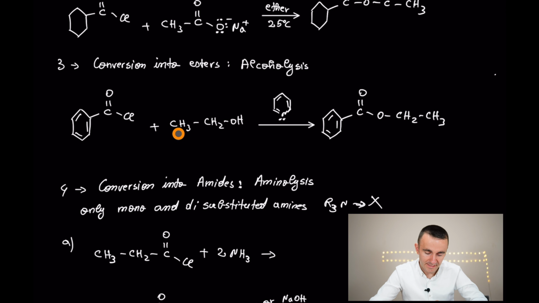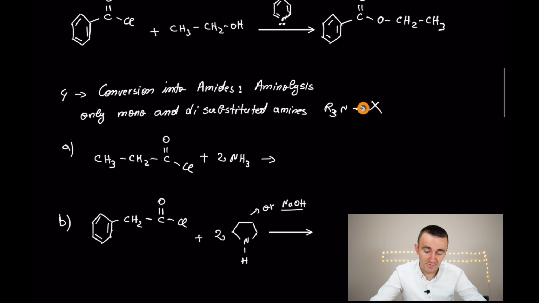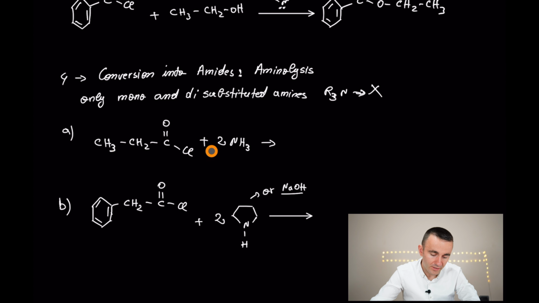Conversion into amides, aminolysis. Only mono and disubstituted amides are possible. Trisubstituted amides are not possible. What we are going to react, we need two equivalents, one to neutralize the hydrochloric acid, one to attach to form the amide.